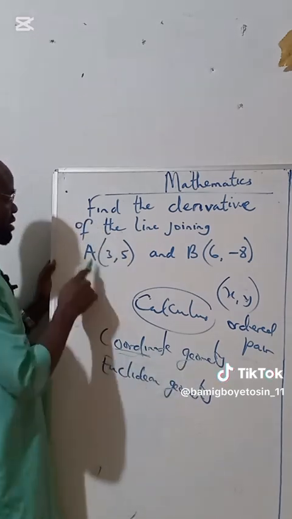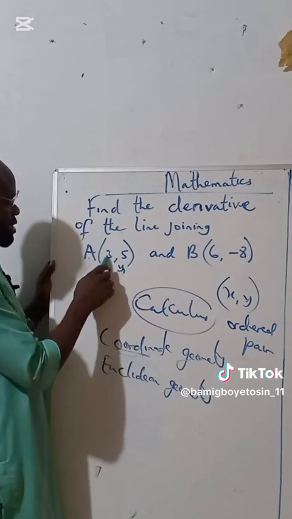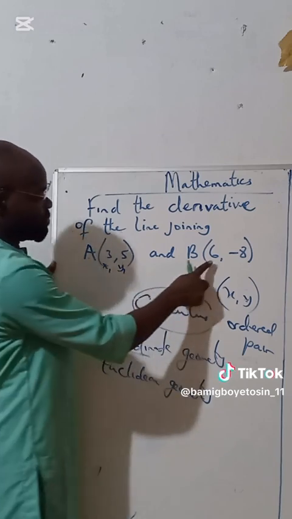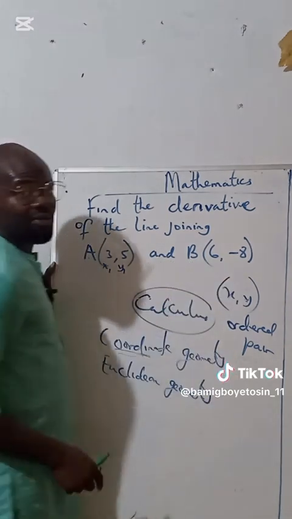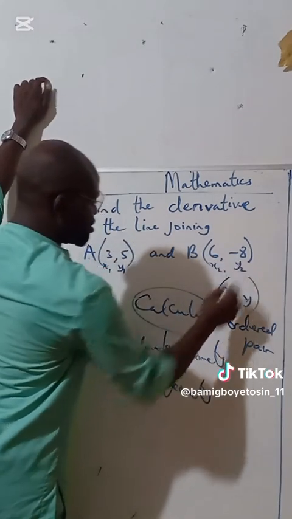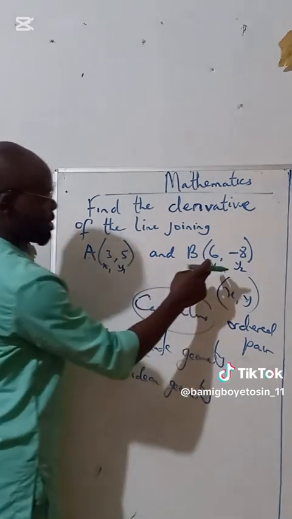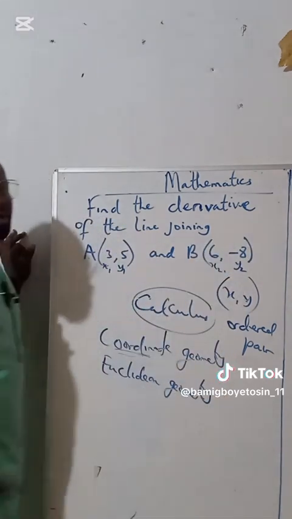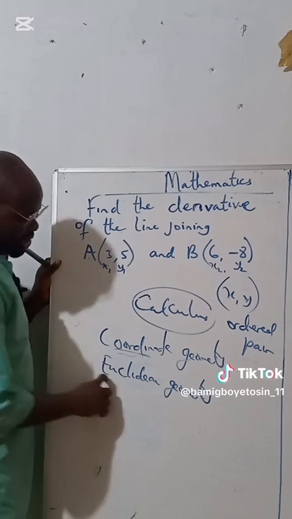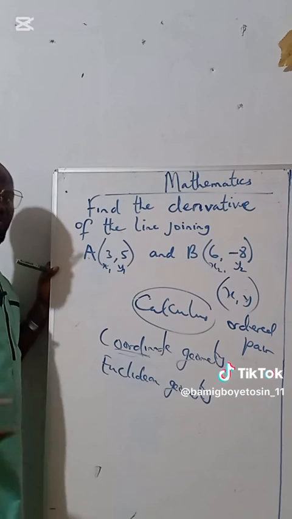So what we do here is that this is the first point, point A. You can call it x1, y1. That's the first point. Now the second point will be x2, y2. So I can see my x1, y1 as 3 and 5, and my x2, y2 as 6 and minus 8. So that's coordinate geometry, and Euclidean geometry is talking about shapes, maybe straight line, triangle, polygons.